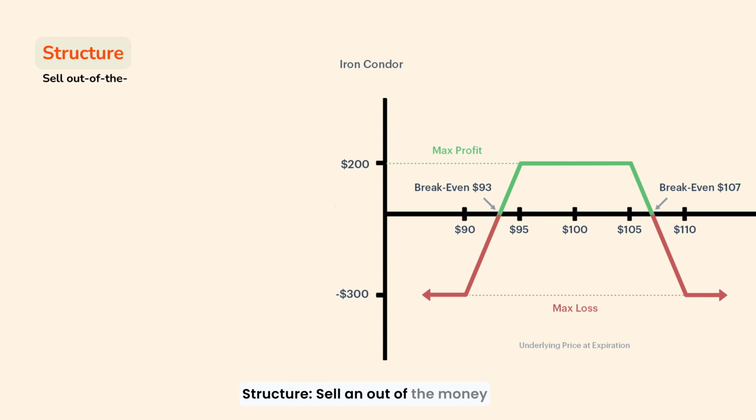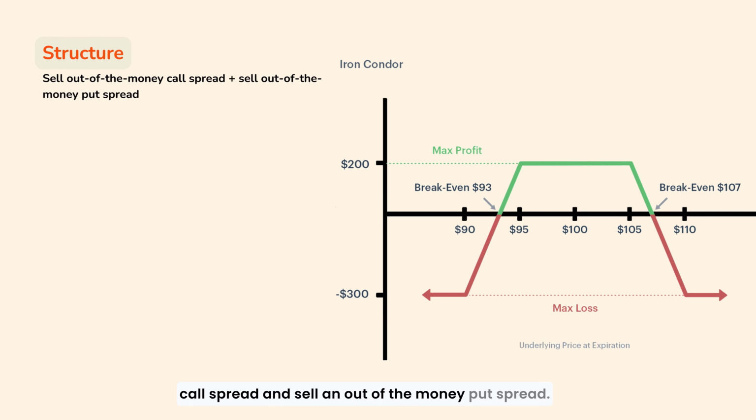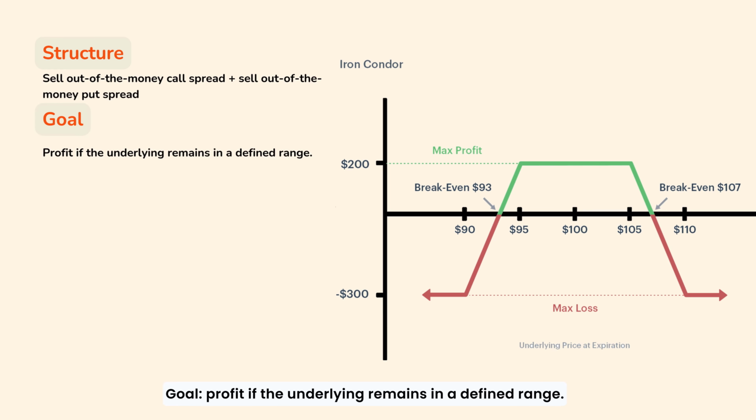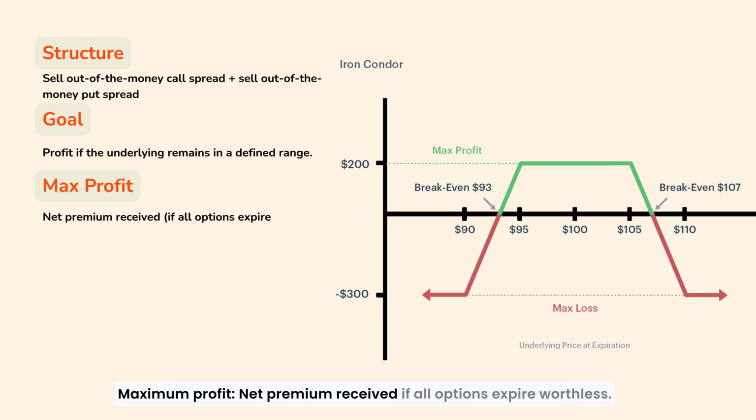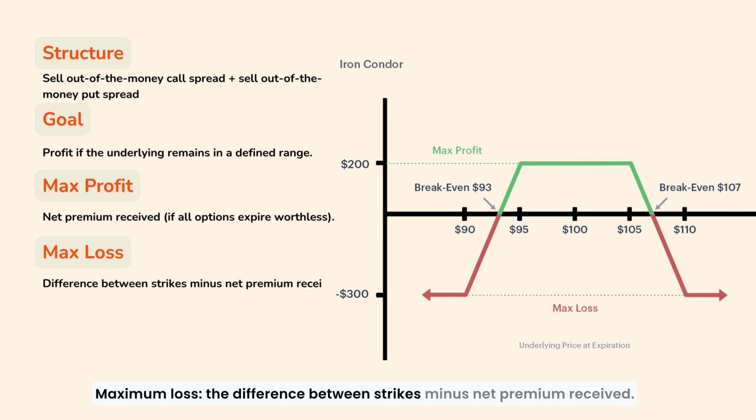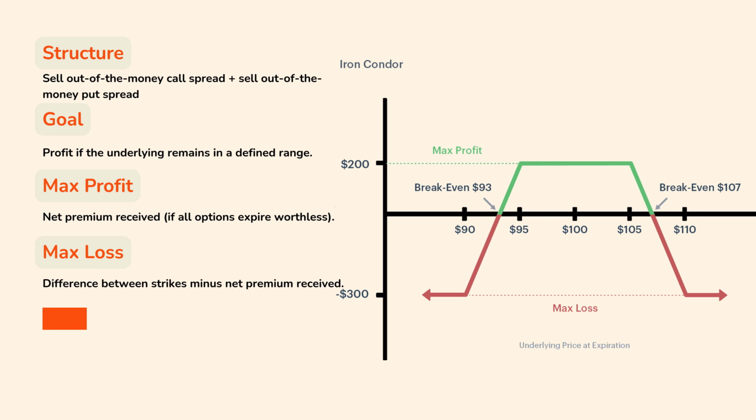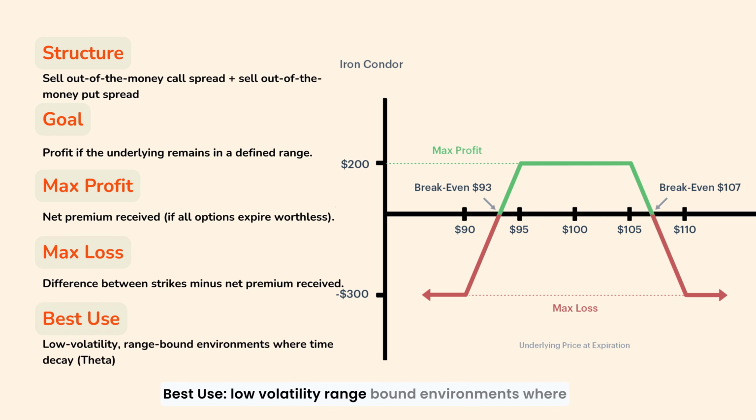Structure: sell an out-of-the-money call spread and sell an out-of-the-money put spread. Goal: profit if the underlying remains in a defined range. Maximum profit: net premium received if all options expire worthless. Maximum loss: the difference between strikes minus net premium received. Best use: low volatility, range-bound environments where time decay, also known as theta, works in your favor.